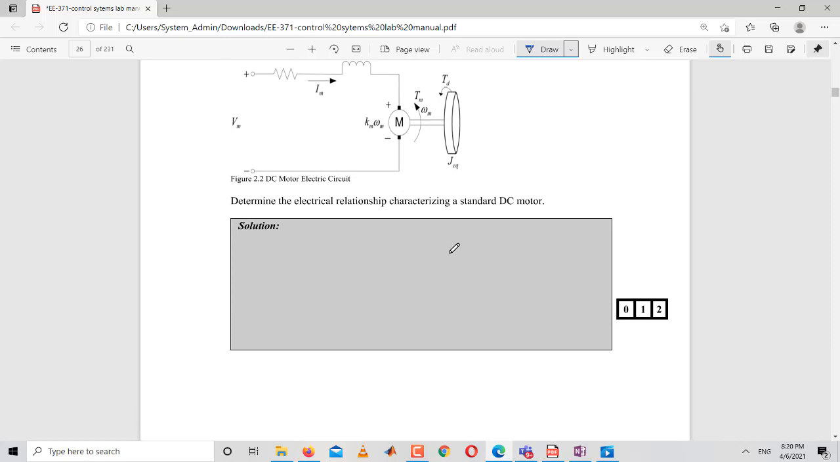Okay, now you have to derive an electrical relationship that characterizes this standard DC motor. So for the derivation of that relationship, we have to apply the Kirchhoff law. What is the law? It says that V is equal to Im Rm, the IR quantity here, plus your inductor. How do you write the voltage in the inductor here? L, the value of the inductance, into the derivative of current passing through it, di by dt, plus this K omega value. Okay.